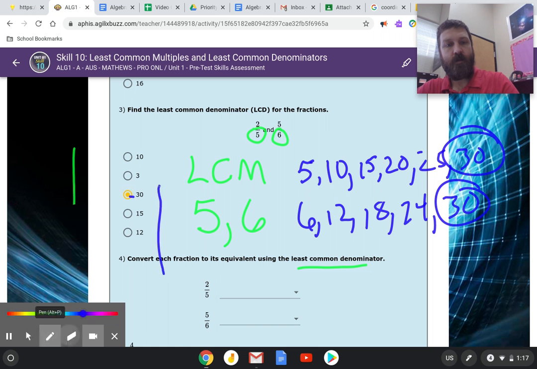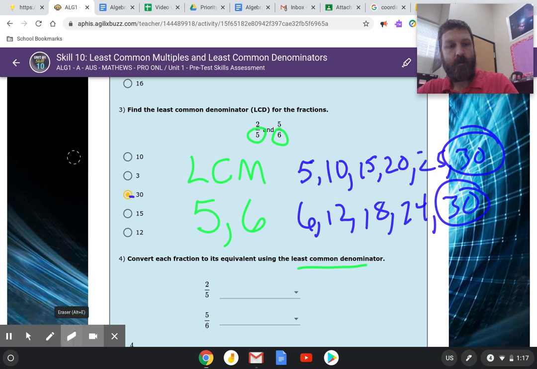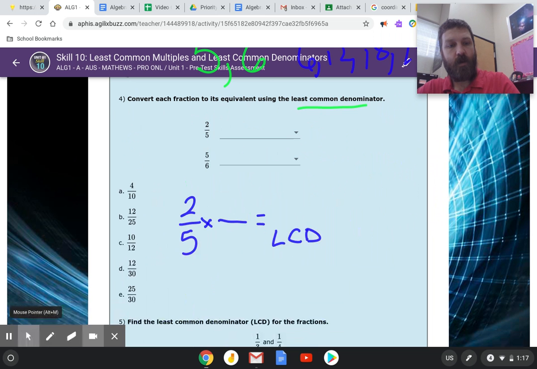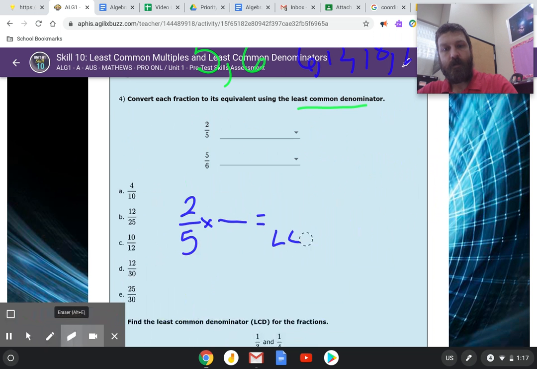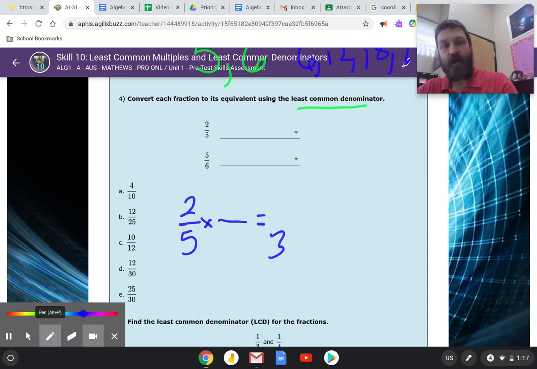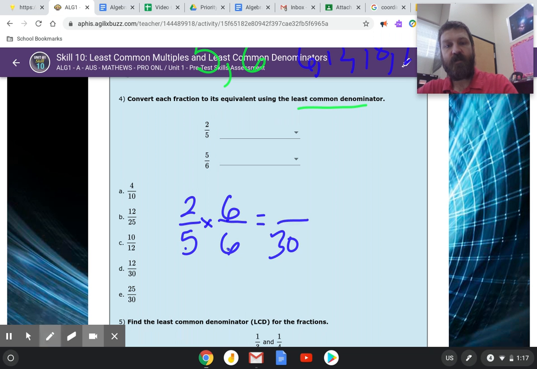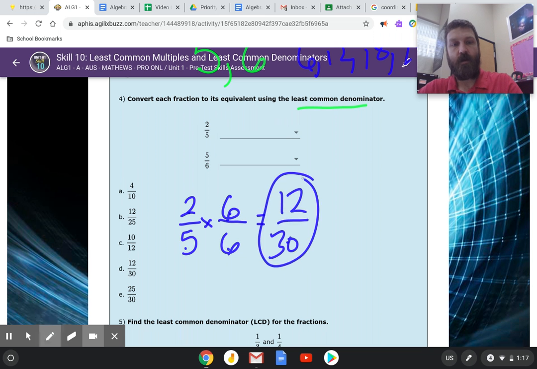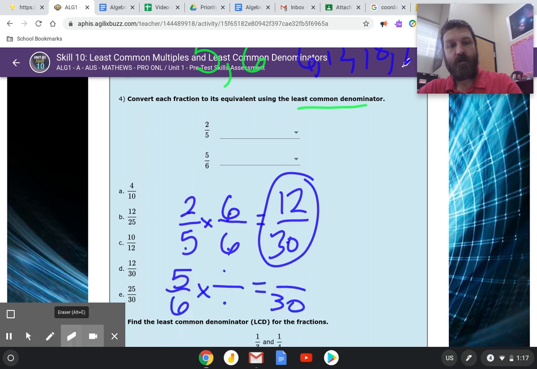And then I go down, erase that, and we would say, okay, how do I make 5 become 30? Well, to make 5 into 30, I need to multiply times 6. So I want to do both by 6. 5 times 6 is 30. 2 times 6 is 12. So that would be the new fraction for that one. Do the same thing to the other fraction. The other fraction is 5 over 6, times what gives me 30 in the denominator? You need to fill in this and this, and that gives you the answer for the equivalent fraction of 5 over 6.